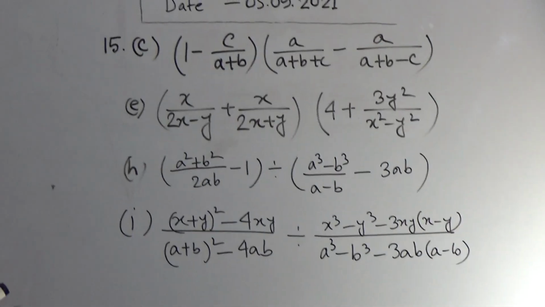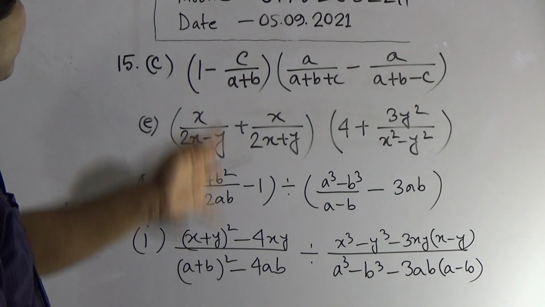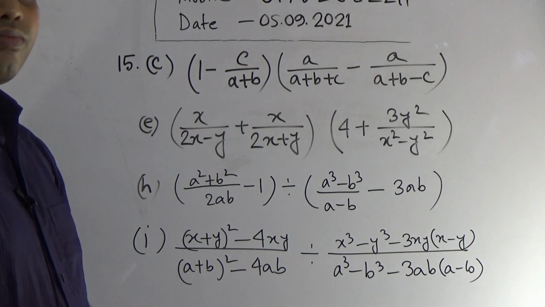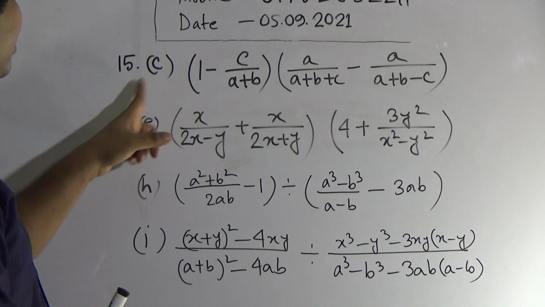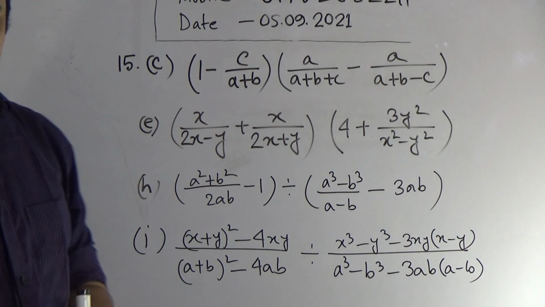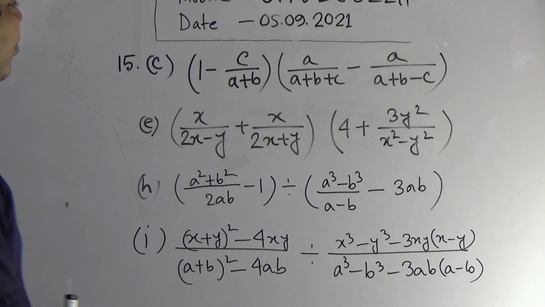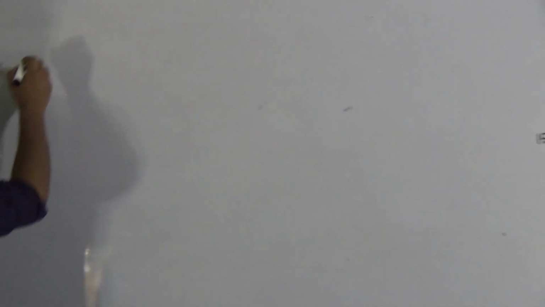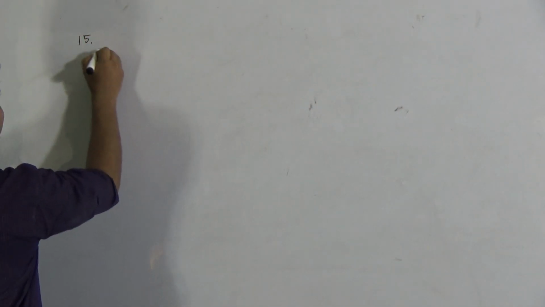Dear students, I have already written the questions on the board. We need to simplify this expression. 15 number C, E, G, I will be our today's CW. Okay, let us start. At first we shall solve question number C of 15.